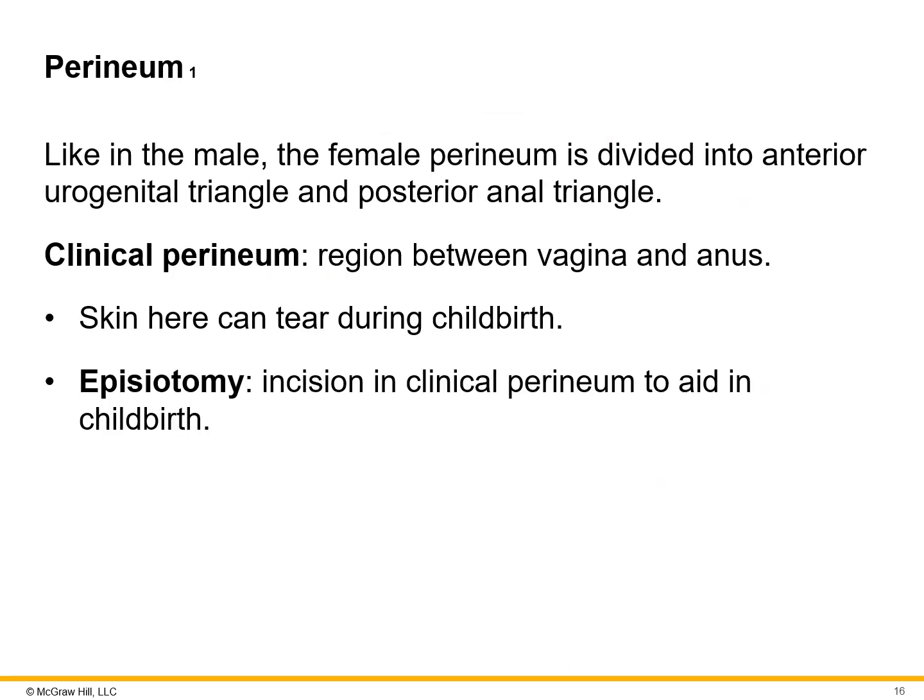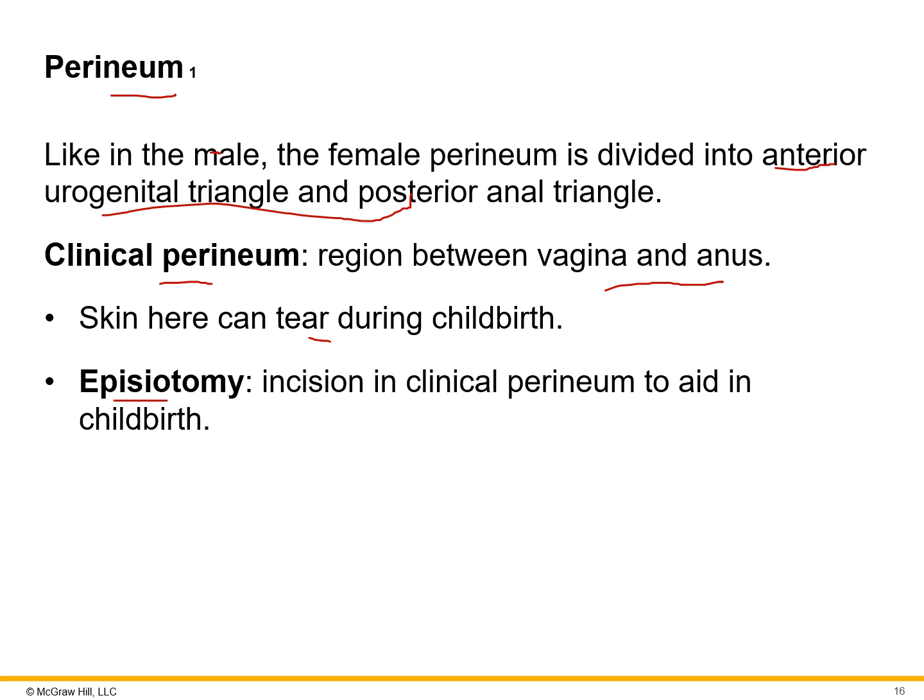Then we have the perineum. So this is similar to males. It's divided into an anterior urogenital triangle and a posterior anal triangle. So the clinical perineum, this is the region between the vagina and the anus. And this can tear during childbirth and sometimes has to be sewn or can be just very painful. Sometimes stitches are required, other times it will heal on its own.